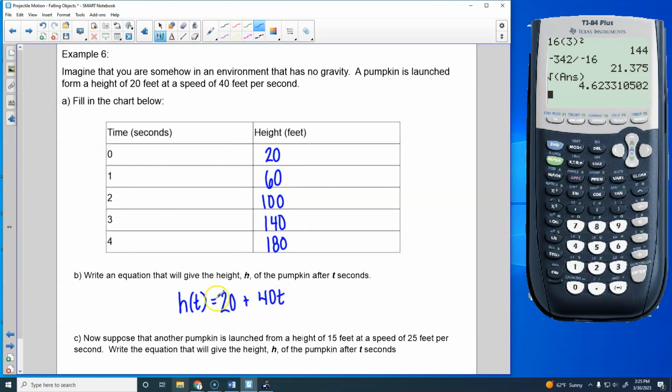This will work fine if we start plugging in numbers. If we plug in 1, 20 plus 40 times 1 is 60. 20 plus 40 times 2 is 100. So this gives us these numbers.